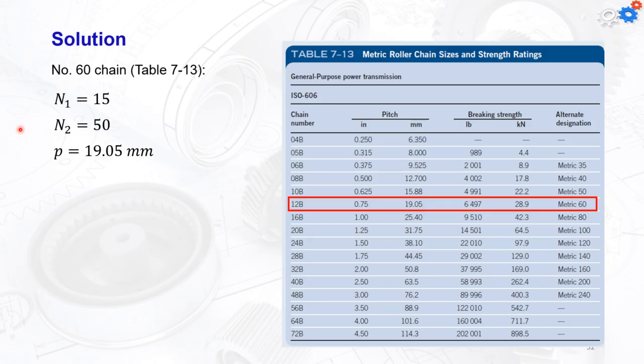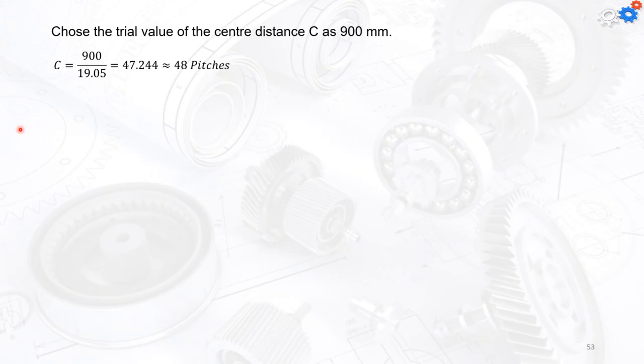Now we said that the length should be within 900. So if I would like to know the number of the pitches, I will do the opposite thing. So mainly it is going to be 900 divided by 1905, and I will get it to be equal to 47.244, or what's equal to 48 pitches.